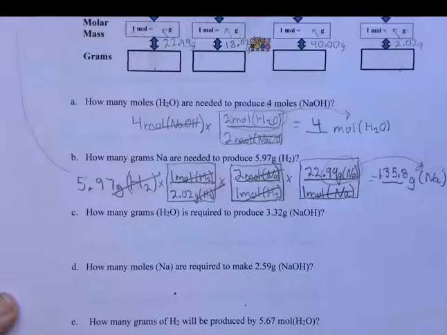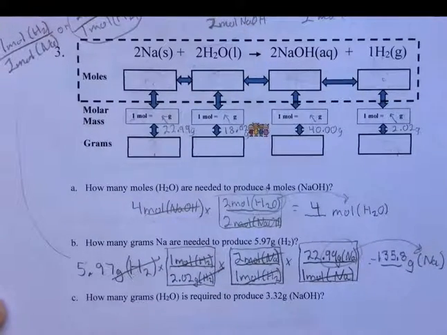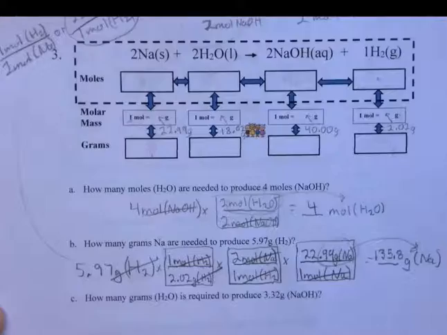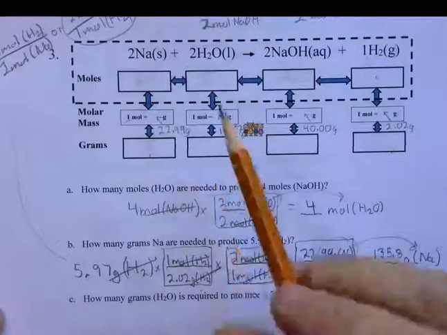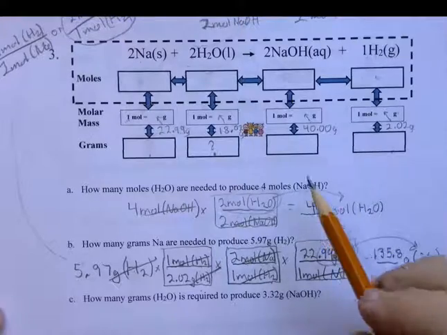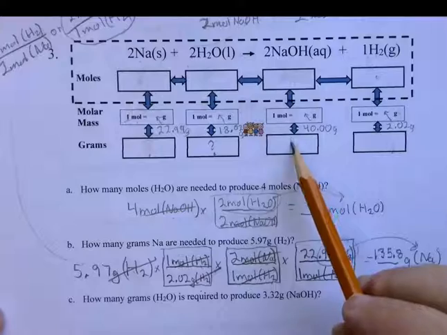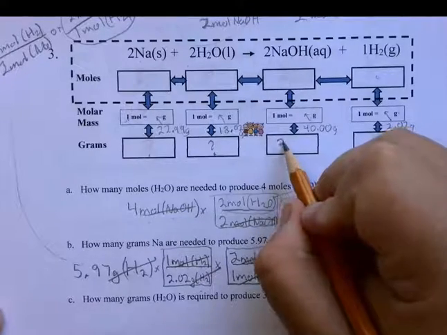Okay, we're now on to part C. And it's how many grams of water, H2O, is required to produce 3.32 grams of sodium hydroxide. So let's come up here. Let's just look at the diagram. It's asking how many grams of water, here's water, there it is right there, it is needed to produce 3.32 grams of sodium hydroxide. There's sodium hydroxide, there's the grams box, so that's 3.32.